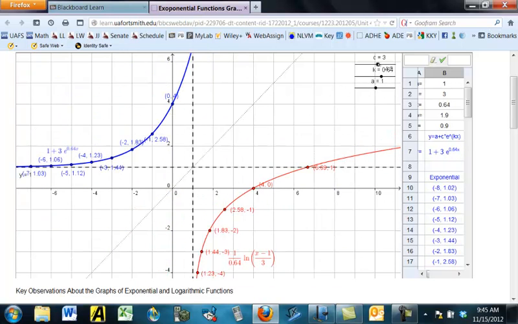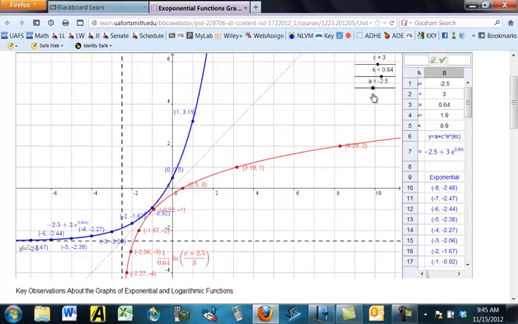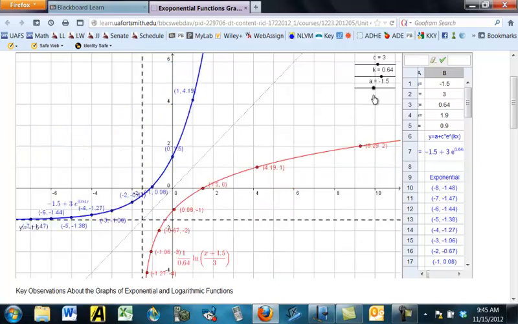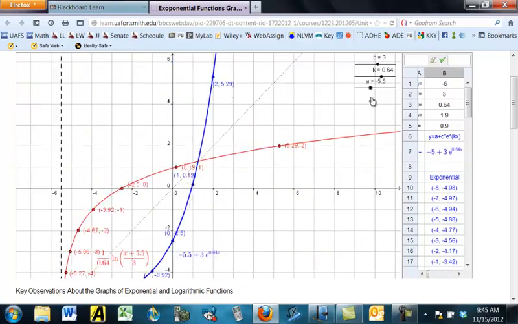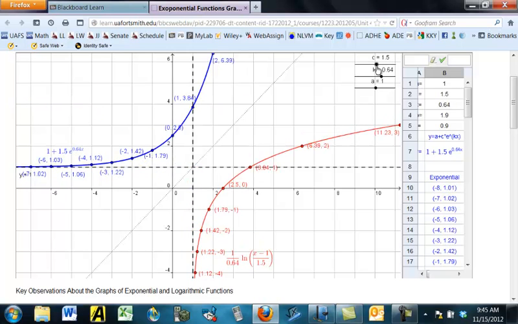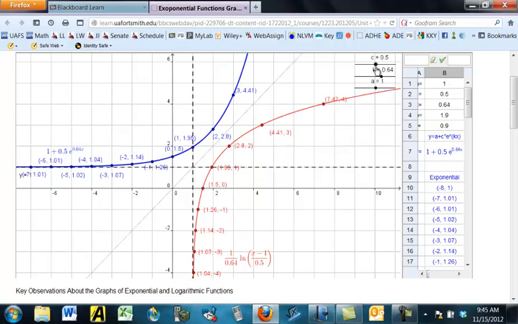Now, the A is just a shift, a vertical shift in the case of the blue one, horizontal shift in the case of the red one. So changing A is going to be a horizontal shift for the logarithm, a vertical shift for the exponential. Okay, the C is going to change how fast this thing is growing.